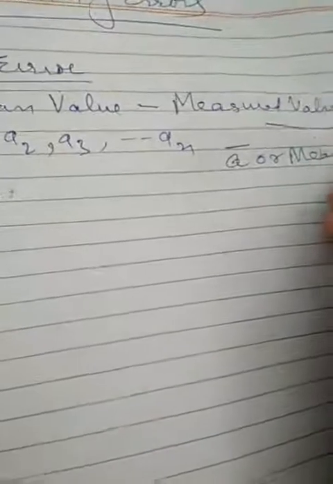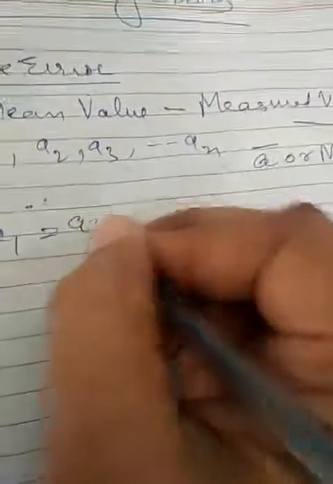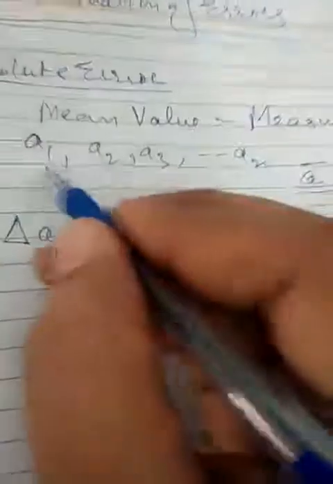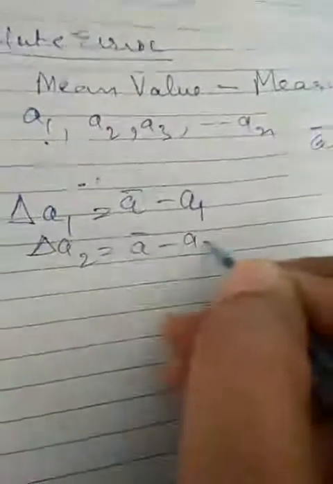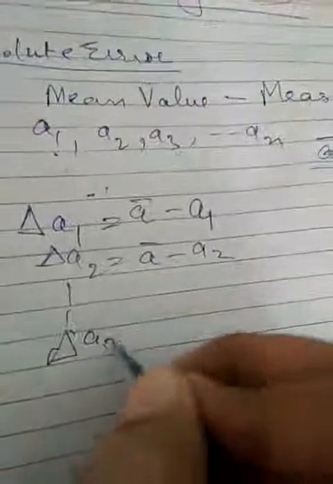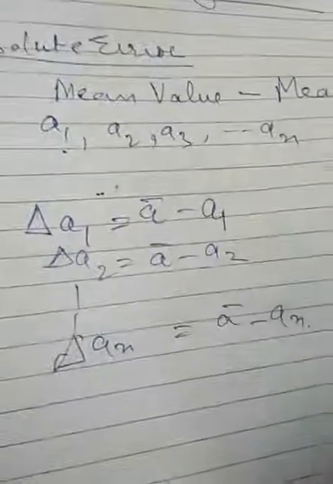Then the absolute error, let us say for the first one, delta A1 is equal to A bar minus A1, meaning my mean value minus the measured value. Then delta A2 is A bar minus A2. So on, delta AN is equal to A bar minus AN. So this is called the absolute error.